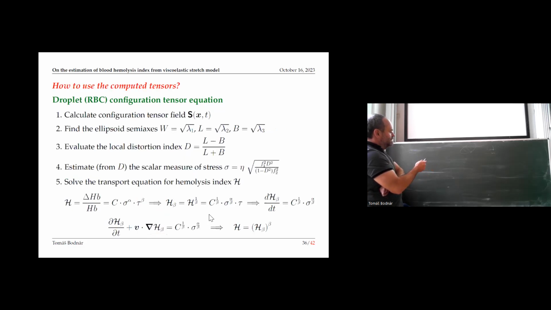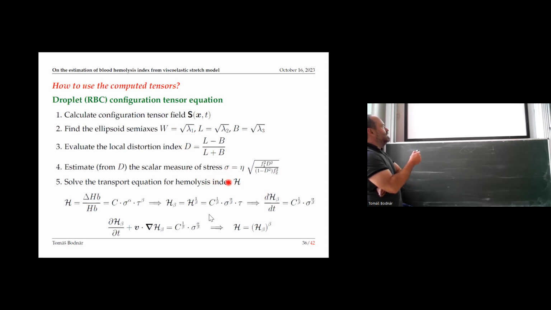Here I'm first repeating the droplet configuration model, how it works and how the tensor information is used to assess the blood damage. The trick is really to calculate a posteriori, after your velocity field is solved, this tensorial equation for the configuration tensor. From this, you will calculate pointwise the eigenvalues. I will come to this later on. And from this, you will get the semi-axes of the deformed ellipsoid, from which you get the distortion index, from which you estimate the scalar measure of stress.